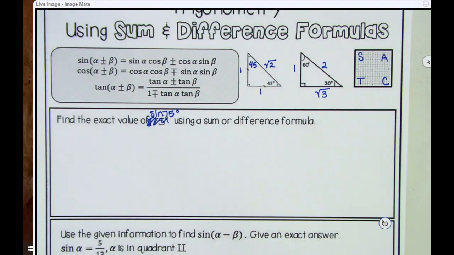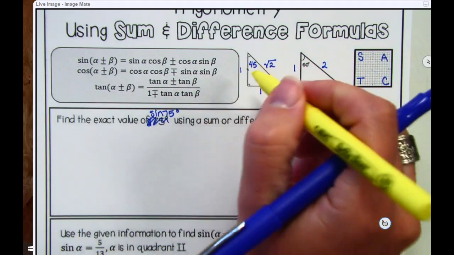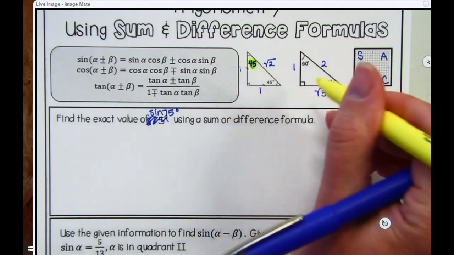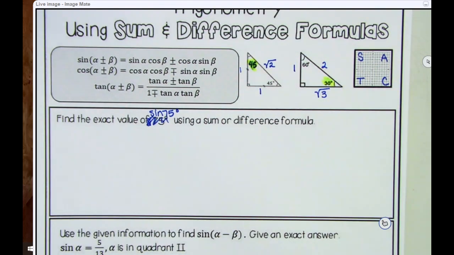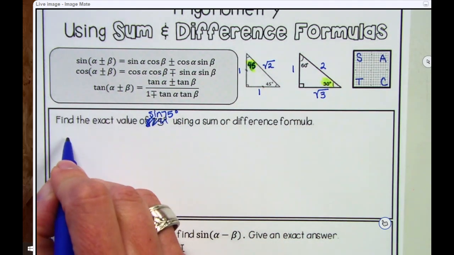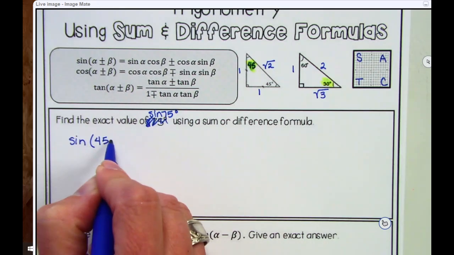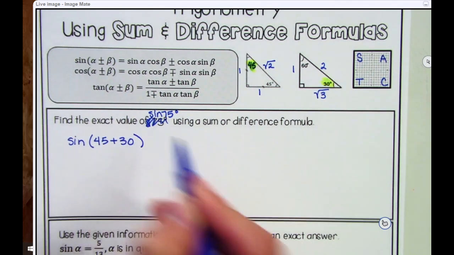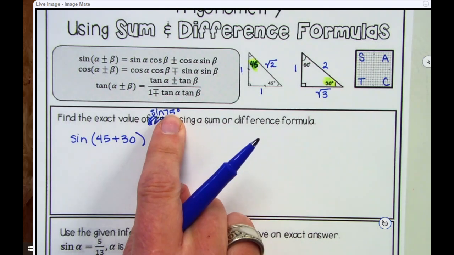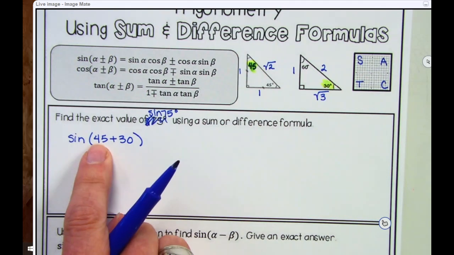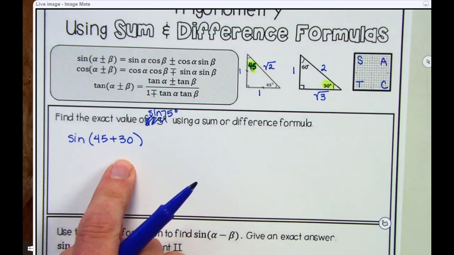I'm just going to highlight, and I grabbed the wrong one. What is 45 plus 30? Is that the 75 degrees we're looking for? All right, so that's how this is going to work. We can say sine of 45 plus 30 is the same as sine of 75. So what we're doing is we're adding 2 angles together.